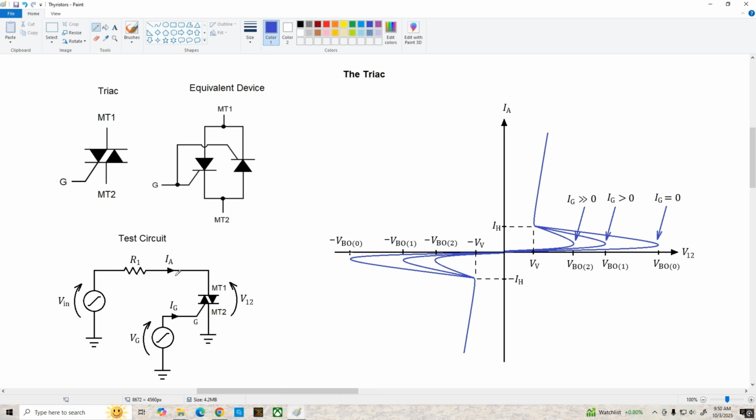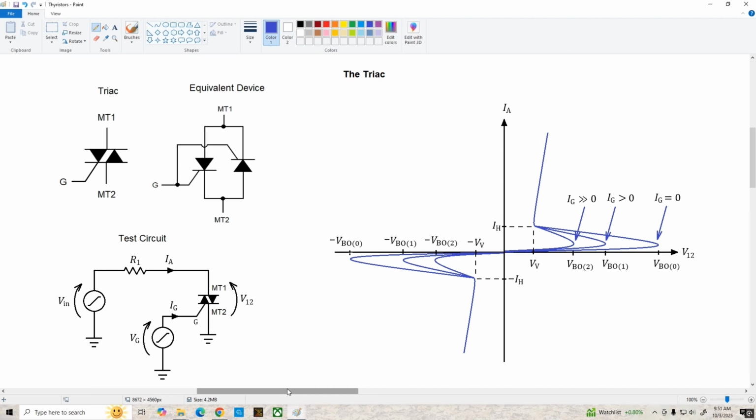Now the test circuit down here could be used to generate these curves. If we start with VG equals 0 and increase V in the positive direction, we'll generate this curve on the right with the maximum breakover voltage. And if we inject positive current into the gate, we will decrease the breakover voltage in proportion to the amount of current injected. Now if we drive V in negative and we apply a negative gate current, that is a negative voltage applied to the gate, we'll generate the curves over here in the third quadrant.